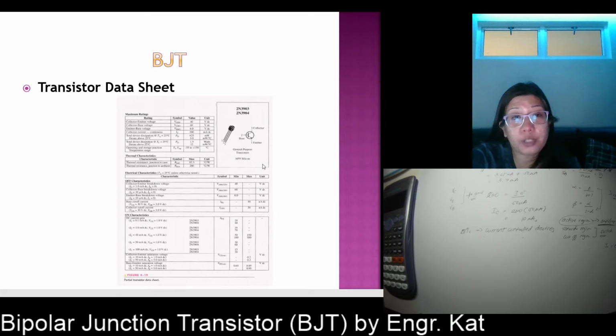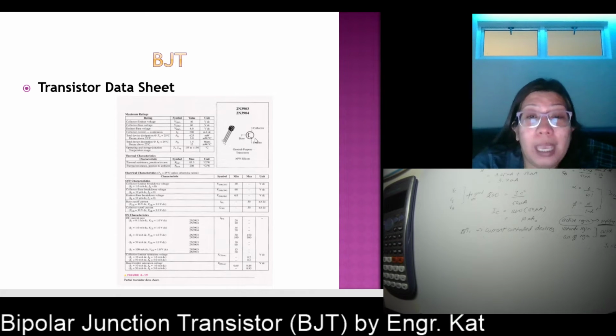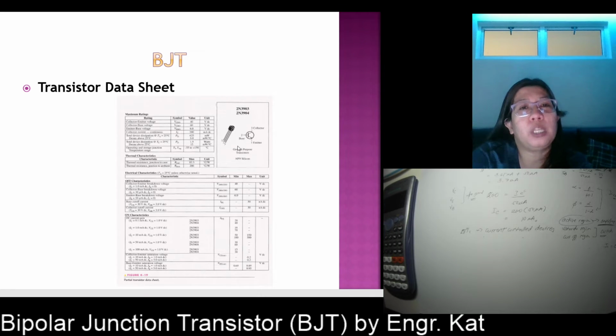So this is how your transistor data sheet looks like. You have here the terminals, 1, 2, 3. When you use this in the laboratory, 1 is the emitter, 2 is the base, and 3 is the collector. But that is not always the case, so you really have to look at the data sheet so that you can determine its terminals. And in the laboratory, you can use your VOM, your voltmeter, in determining the terminals of your transistor whenever your transistor datasheet is not available.